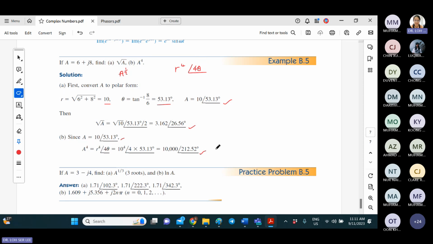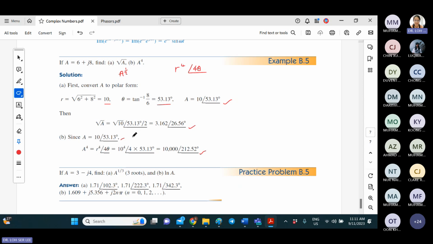When you have a power of anything, we just give the power to the r and we multiply the power to the angle. This is not 1 over. So we can get one answer.